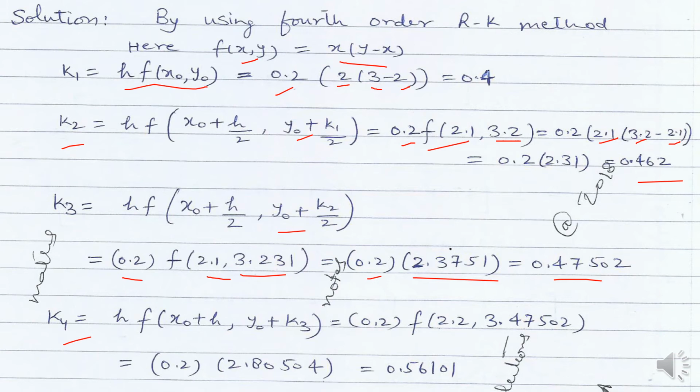Similarly we can calculate k4 after substituting the values of h, x0 that is 2, h that is 0.2, y0 that is 3, k3 is 0.47502, and then we get f at 2.2 and 3.47502. We calculate the value of the function here and then we get the value of k4, that is 0.56101. So we got these values of k1, k2, k3, k4.